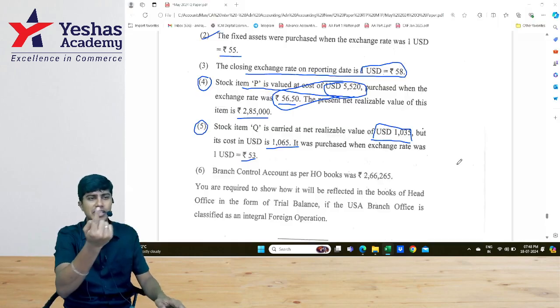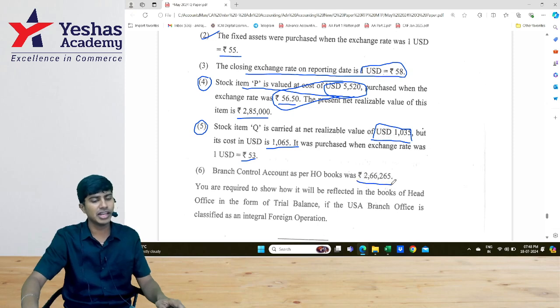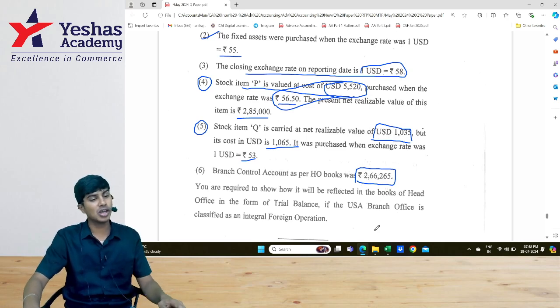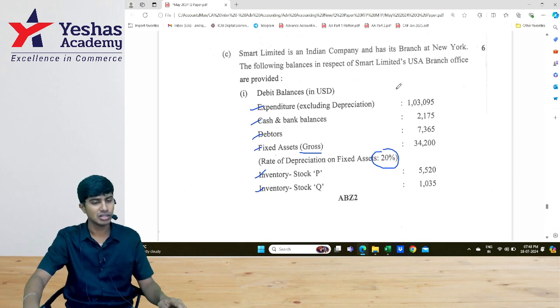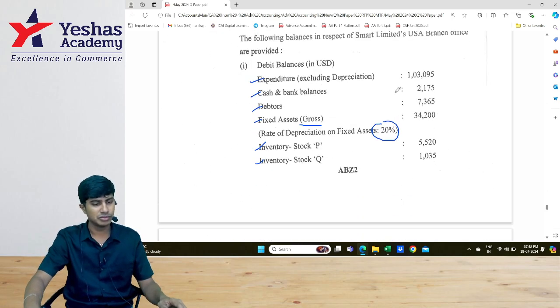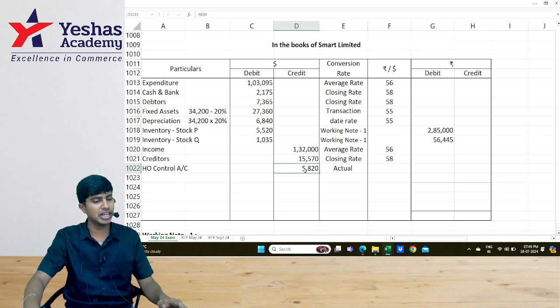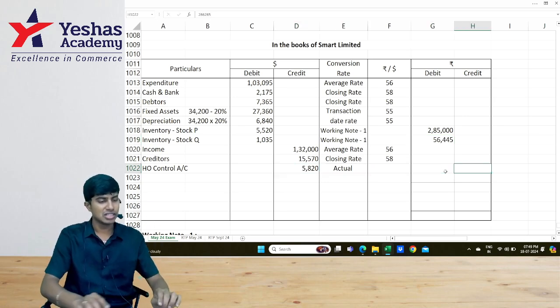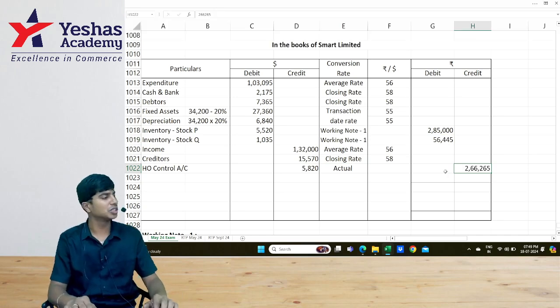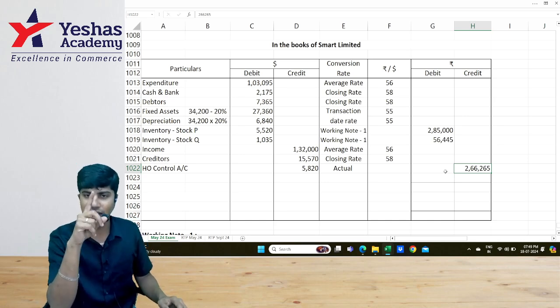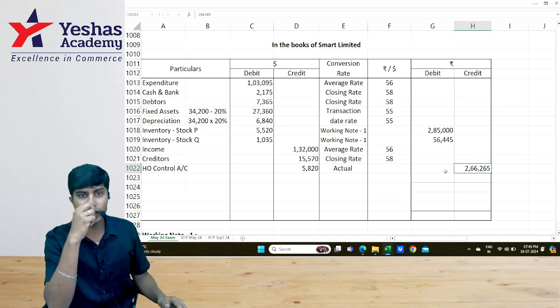One last adjustment is left in the question. When I read this, I get to know that the branch control account in head office books is 266,265. The head office control account in branch books was, what was that value? It was 5,820. I've written that 5,820, but I didn't write the conversion rate. Now I'll write 266,265, what is given in the question. All that I need to do is convert, multiply, and then take the total. The trial balance should not tally. We have to take the difference.